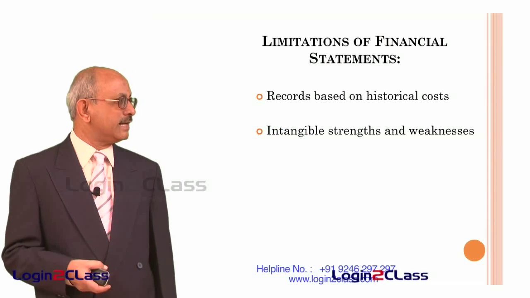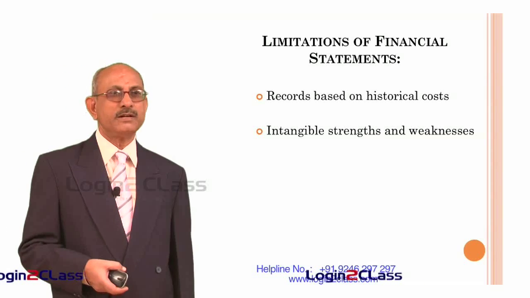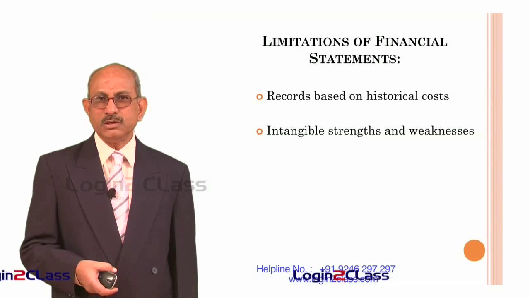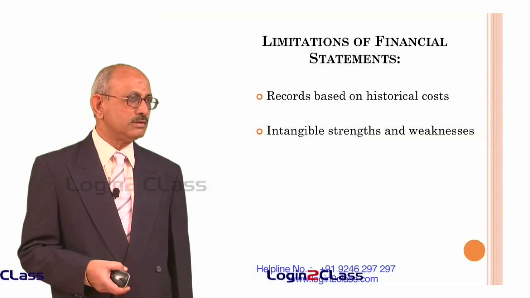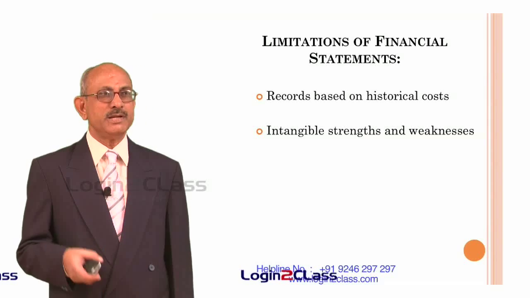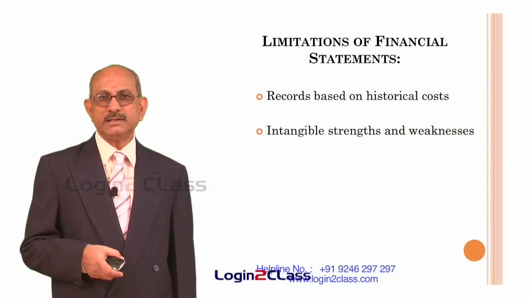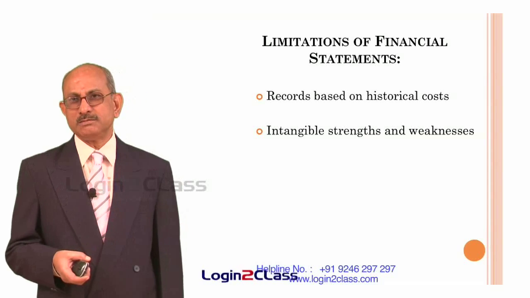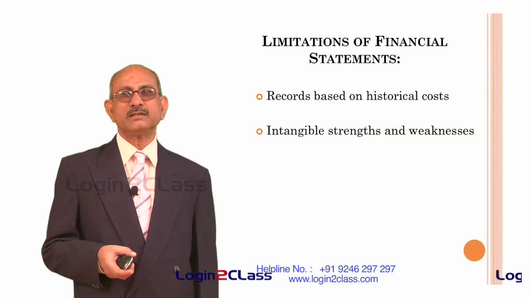And the second is intangible strengths and weaknesses. Balance sheet, as we know, or profit and loss, as we know, are only entries which can be put through in the books of accounts. And as we have seen earlier, only those things which can be measured in terms of money can be recorded. Other things which cannot be translated in terms of money cannot be recorded. So that becomes one of the biggest drawbacks of the financial statement.